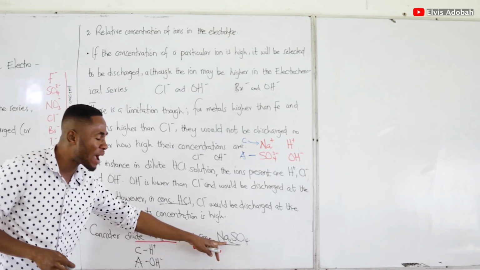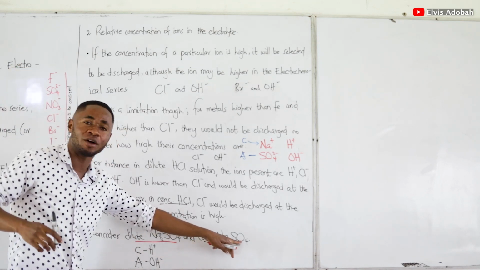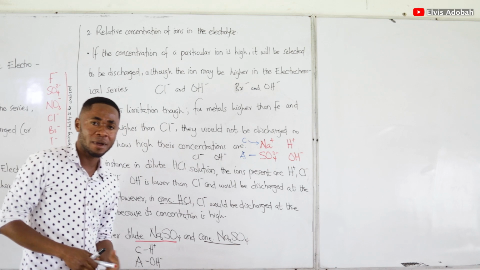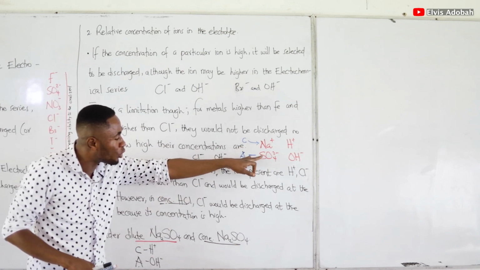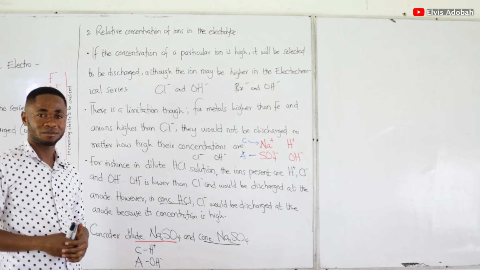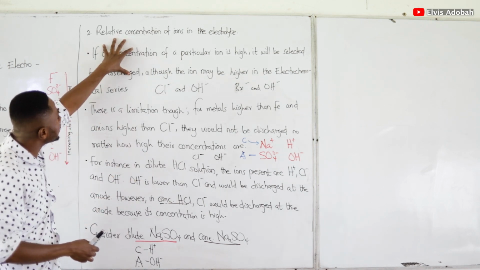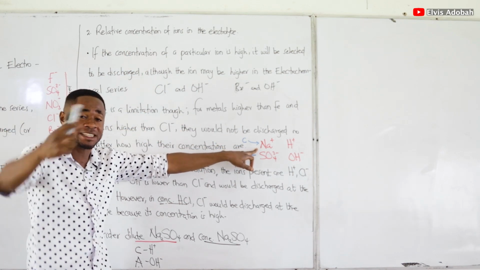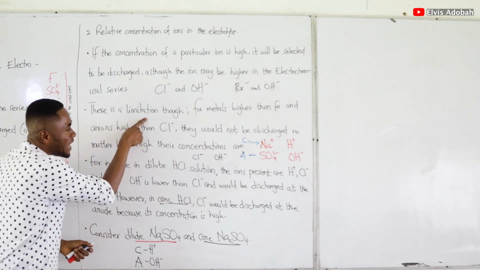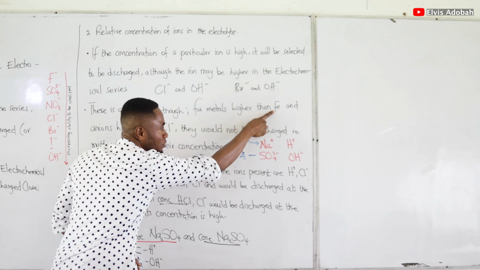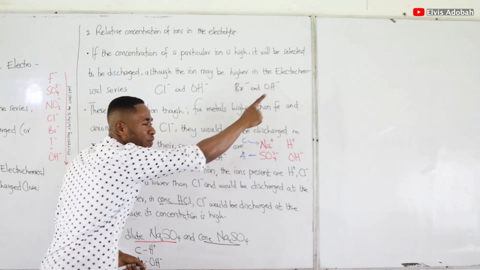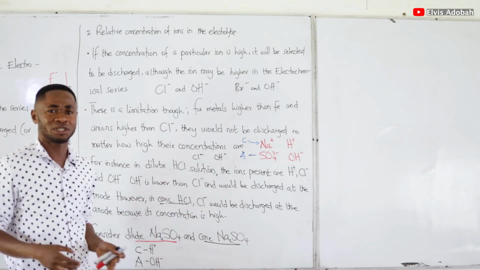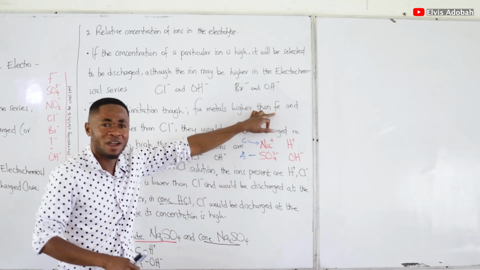This means that sodium ions are highly concentrated, and sulfate ions are highly concentrated. The ions are still the same, but what we have here is concentrated sodium, concentrated what? Sulfate. Per the second factor, sodium is concentrated over here and should have been selected to be discharged. But there was a limitation here: metals higher than iron will not be discharged, even though they might be highly what? Concentrated.